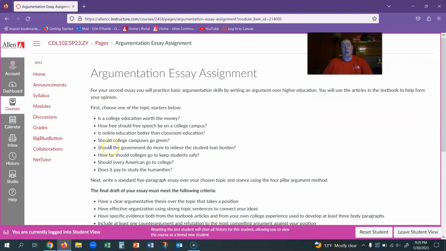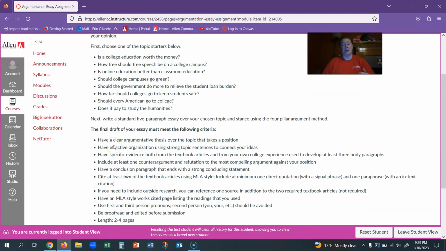And then I want you to review the argument essay. The argument essay that we're working on is going to be a standard 4-pillar argument. The textbook will explain to you a little bit more about what the 4 pillars are, why we have the 4 pillars, and what you need for each of the 4 pillars. But that is the basis of your grade: whether or not you constructed a 4-pillar argument.